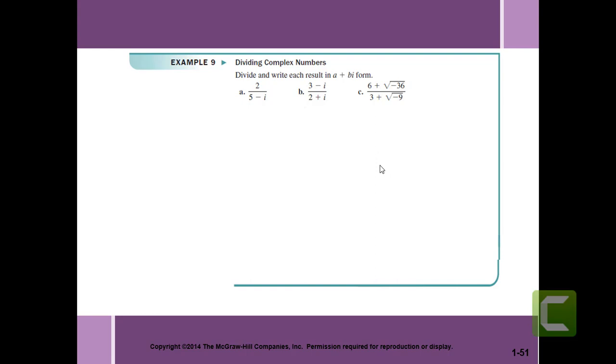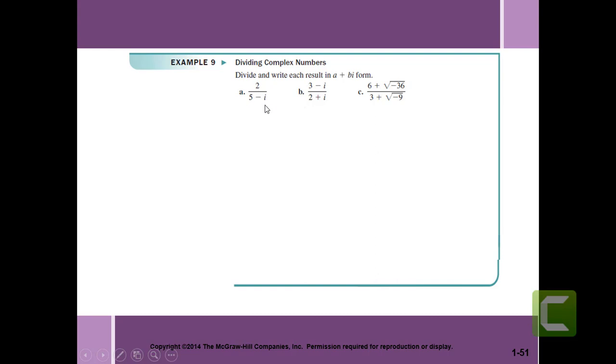Okay, dividing complex numbers. Let's talk about that. So now what we want to do is divide these and put them into the standard form for a complex number. Okay, so how are we going to do this? Let's take a look at the first one. Well, the thing here is we have an i in the denominator. Oh boy, we cannot have i in the denominator here.